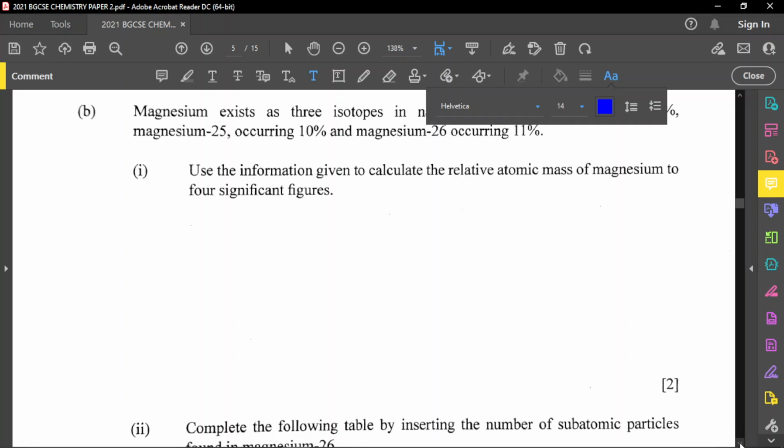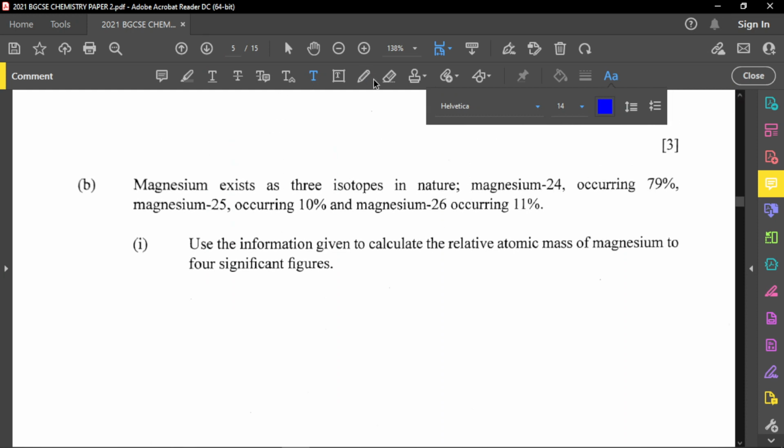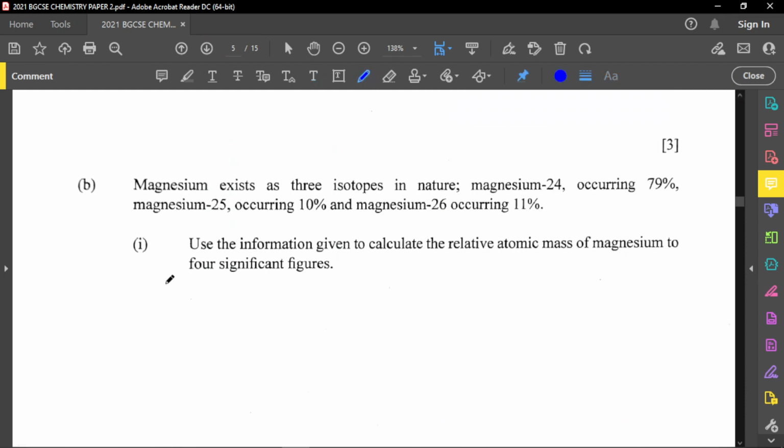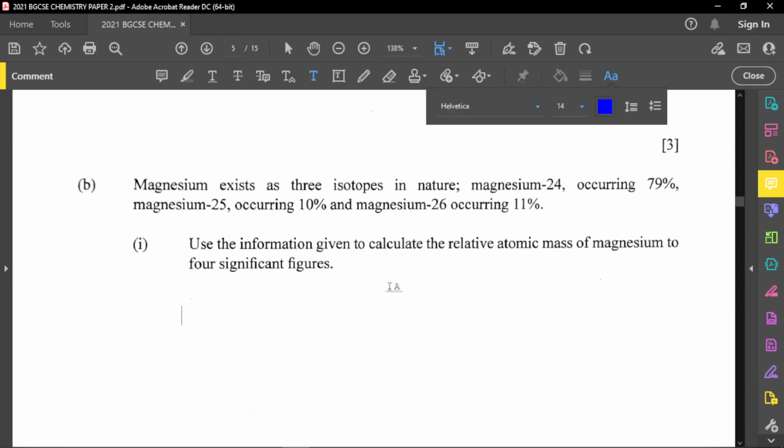So we're going to do the calculation here. Let me go back a little bit so I can see the values. The first one you have is 24, so 24 is multiplied by 79%, which is the same thing as 0.79. That equals 18.96, and that is in grams. You can put grams if you need.